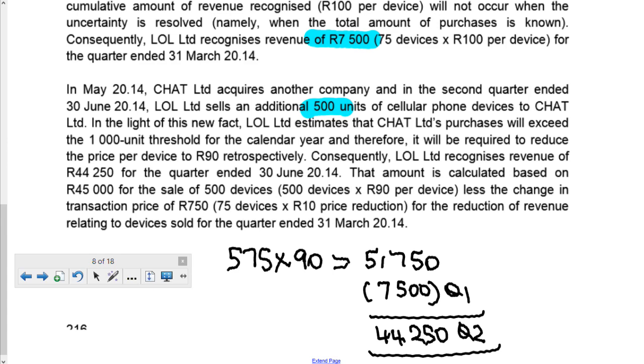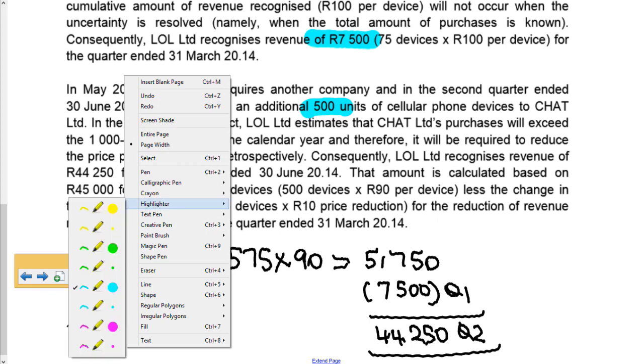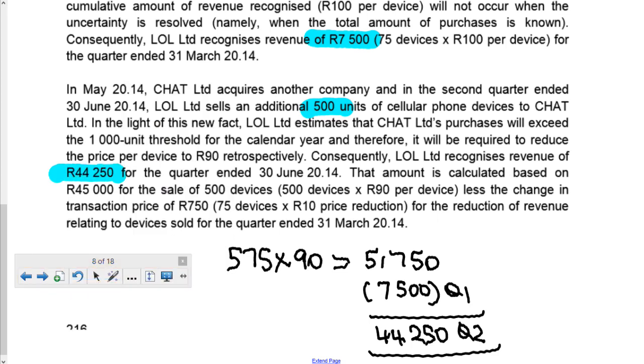Let me see what they say. Yeah, they have it. They will recognize in quarter 2, 44,250. And they've said the amount is calculated based on 45,000 less the change of 10 Rand per device. But it's easier to do it like a catch-up. So we say, what should revenue be for the year so far? What have I recognized up to now? What do I need to fix to get it correct? And so there's your volume discount.